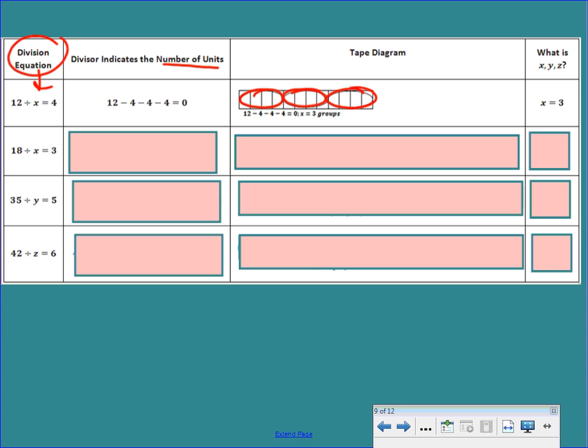3 times. So 3 is what x equals. And I can write my number sentence below. So try the next one. 18 divided by x equals 3.